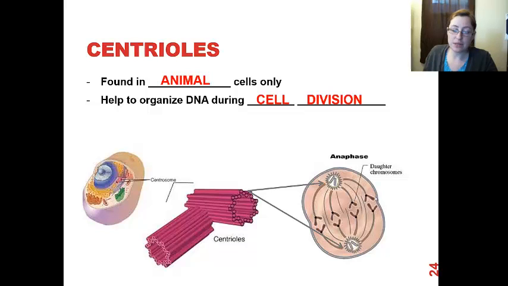What's going to happen is we're going to organize our DNA, and then we're going to move it to two different sides of the cell. The idea is you're going to take that one cell, and eventually you're going to split it into two. So you want to make sure there's DNA in each of the resulting cells. The centrioles are going to help with that.